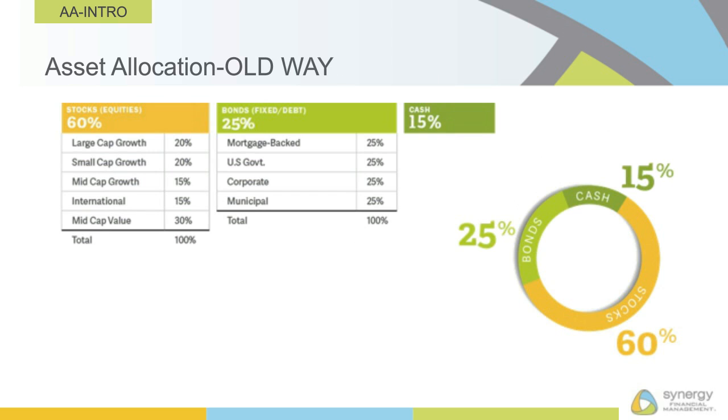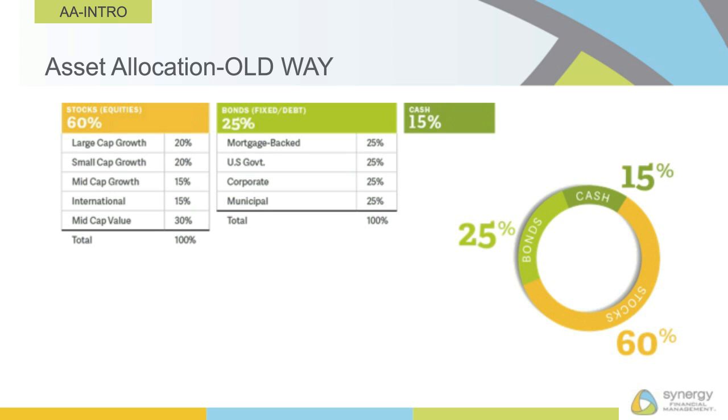This slide just shows a traditional view of asset allocation. So you might have 60% in equities, 25% in fixed income, maybe 15% in cash. Within the equities, we probably have some large cap, small cap, mid cap, international, mid cap value, etc. In the bonds, we probably have some mortgage-backed, U.S. government, corporate, municipals. Again, we have several different sectors within the bond category, and several different sectors within the stocks. So again, that might be your old way of thinking about it.